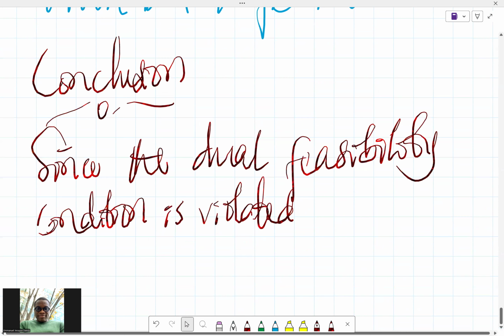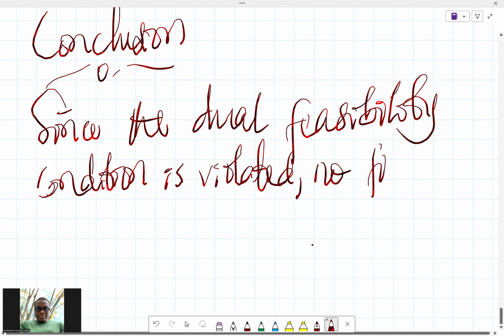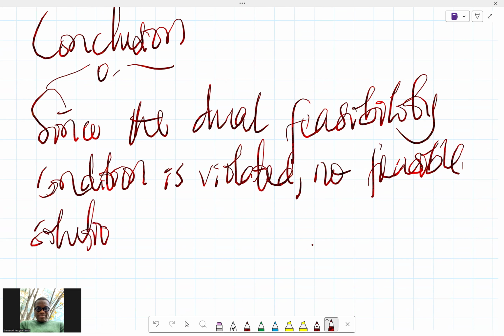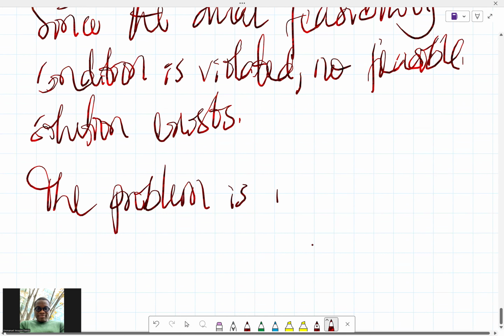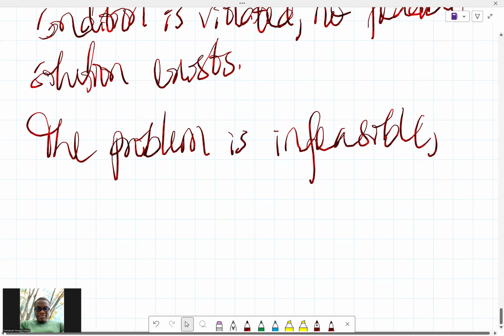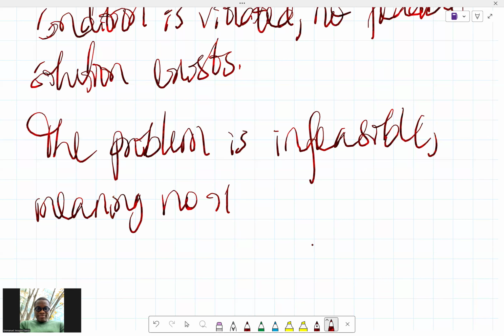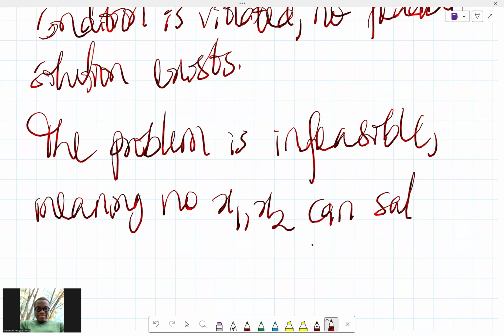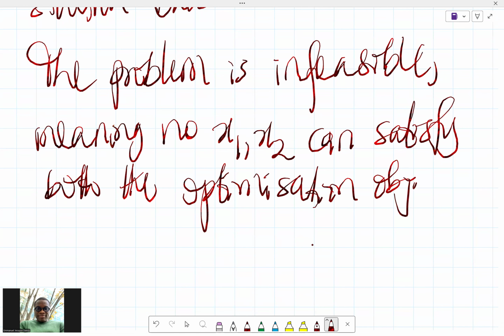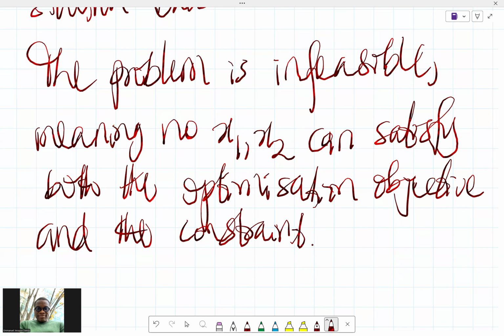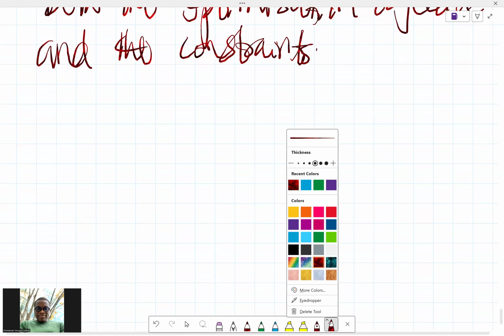So since the dual feasibility condition is violated, then no feasible solution exists. So the problem is infeasible, meaning no x1, x2 can satisfy both the optimization objective and the constraints. Okay. So with that done, can we look at some practice?